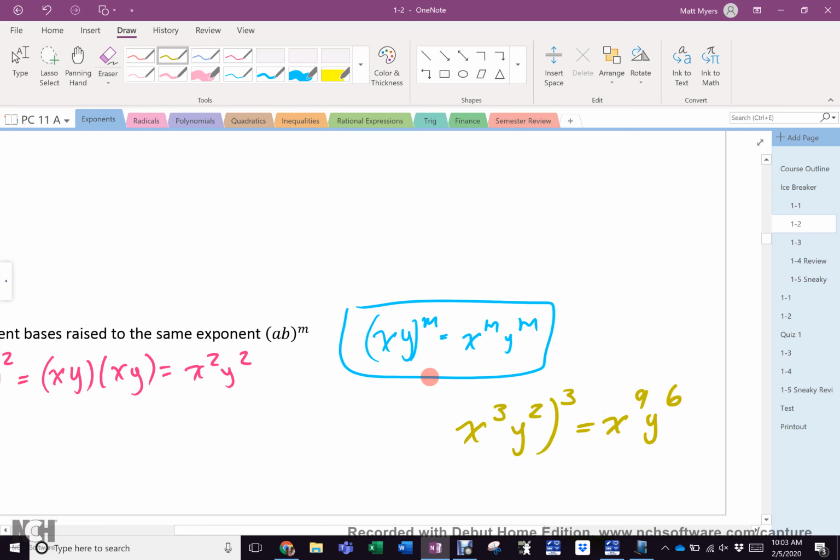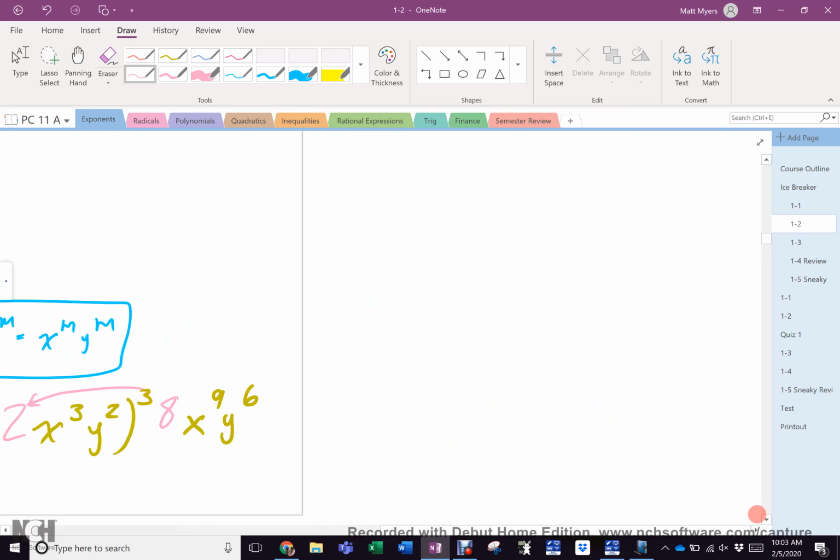What if I add this 2 here? Now what do I have to add here? 8, because the 3 has to go to the 2, and I get 2 cubed, which is 8. Everybody still good? Everybody's good. Okay, so now, again, you can write this down or not. I'm going to do one question that has everything we've done, but no negative exponents. Okay?